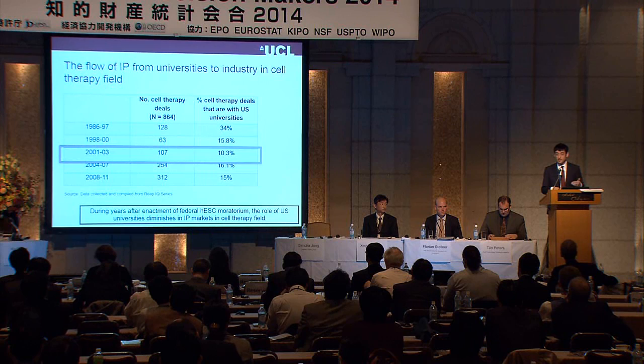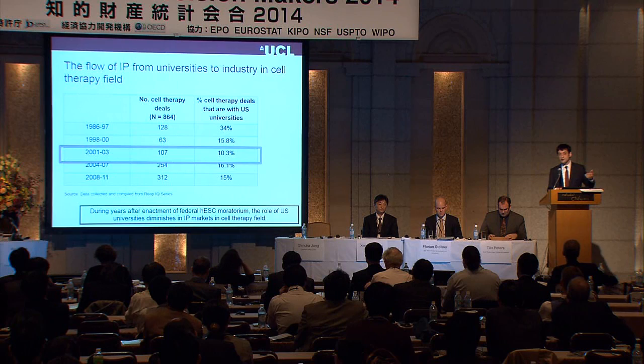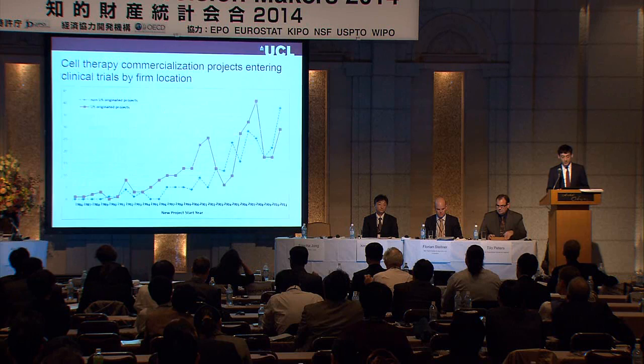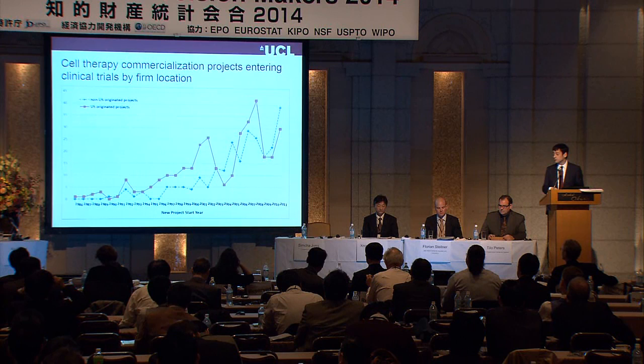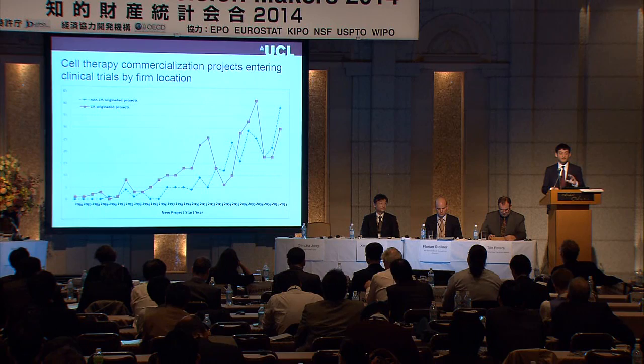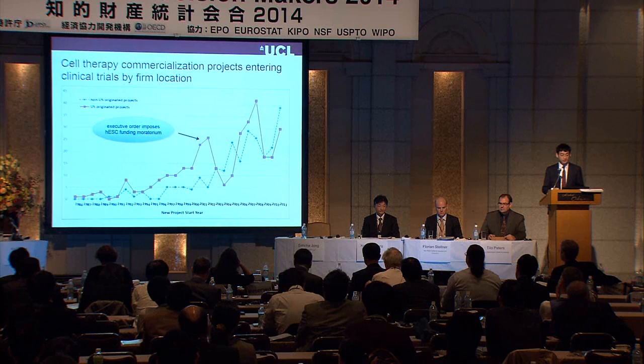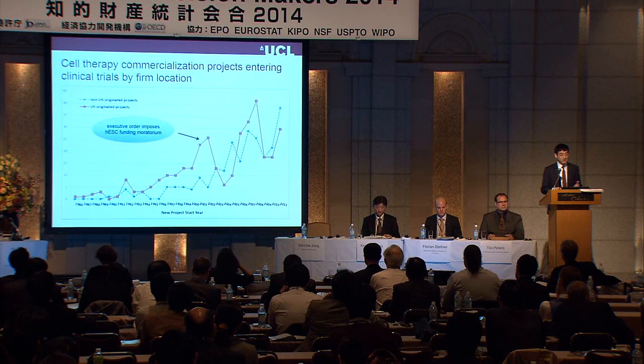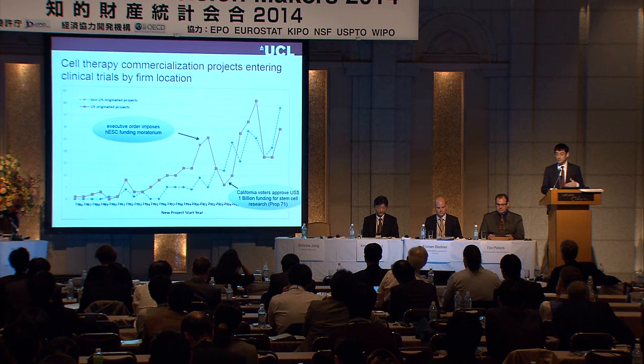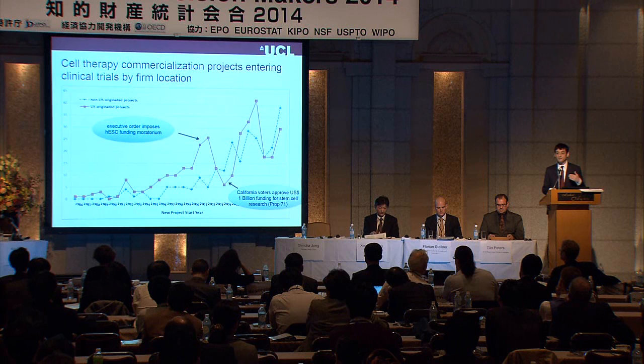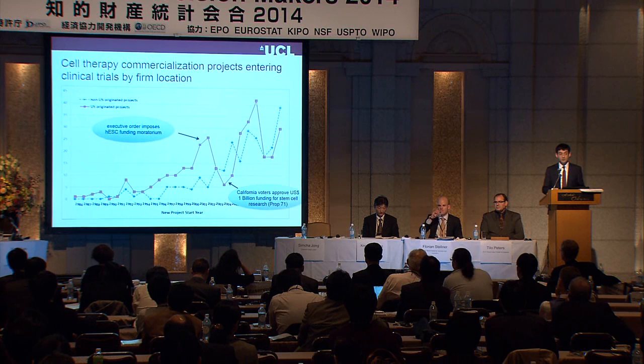And that was before the individual states started to provide additional funding for stem cell research to make up the federal funding cuts. Looking at the number of new projects that enter clinical trials in the stem cell research field, looking at non-US versus US companies, we see an immediate and significant drop in new IP commercialization projects in this area in the US immediately after the enactment of the funding moratorium. And we see that IP commercialization projects start to pick up again after California voters pass Proposition 71, which tries to make up some of the funding gaps in this area.